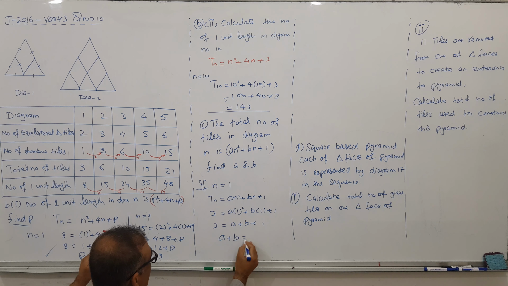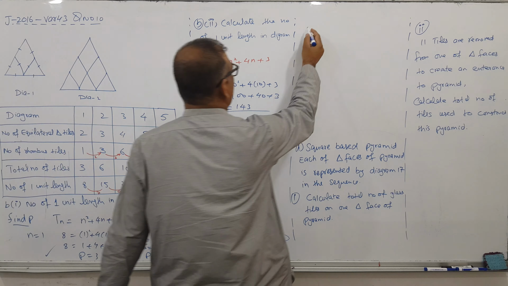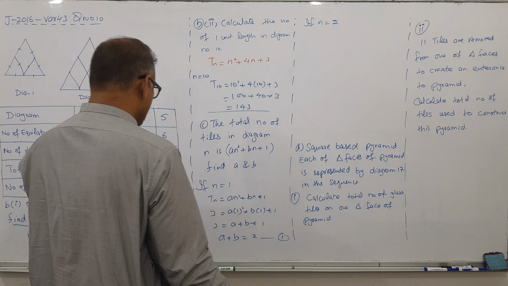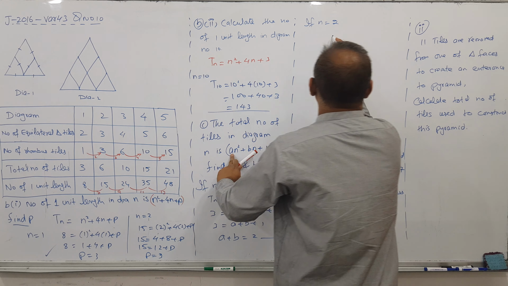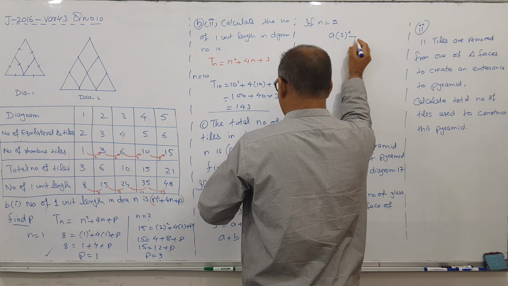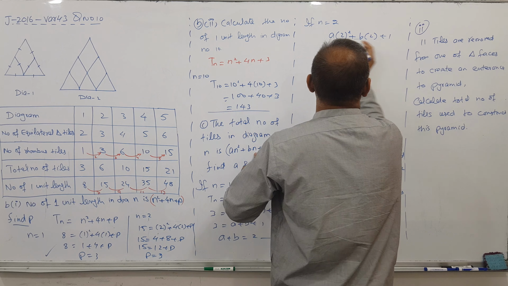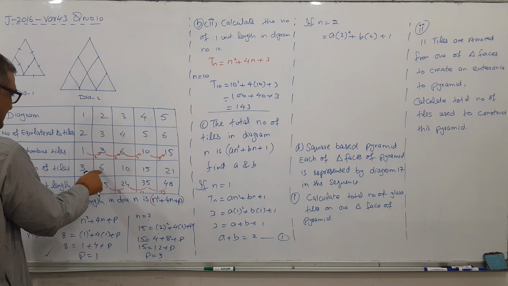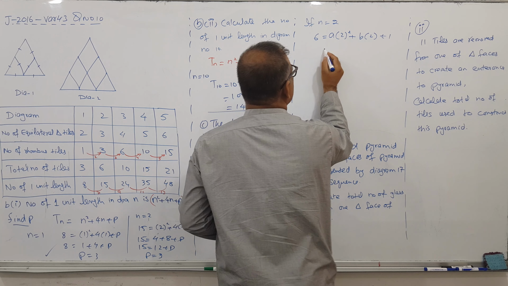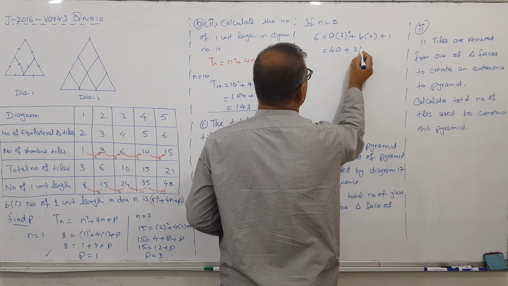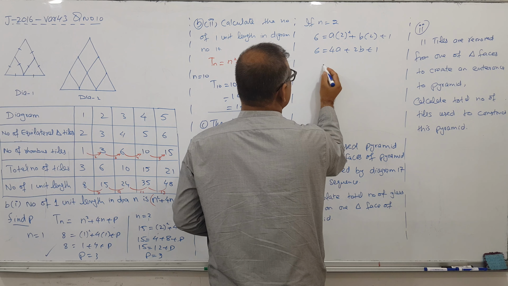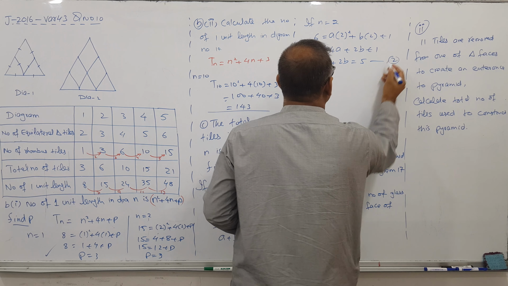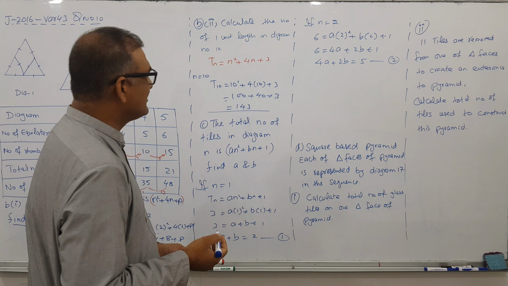Now again I'll go for n, I go for 2, okay. So if n is 2, then what happens? I put 2 here, so it becomes A times 2 square, B times 2 plus 1 equal to the total number of tiles in the 2 diagram. How many? So 6. So put here 6. So I got 4A plus 2B plus 1 equal to 6. So I got 4A plus 2B equal to 5. Equation 2. Now solve them simultaneously.